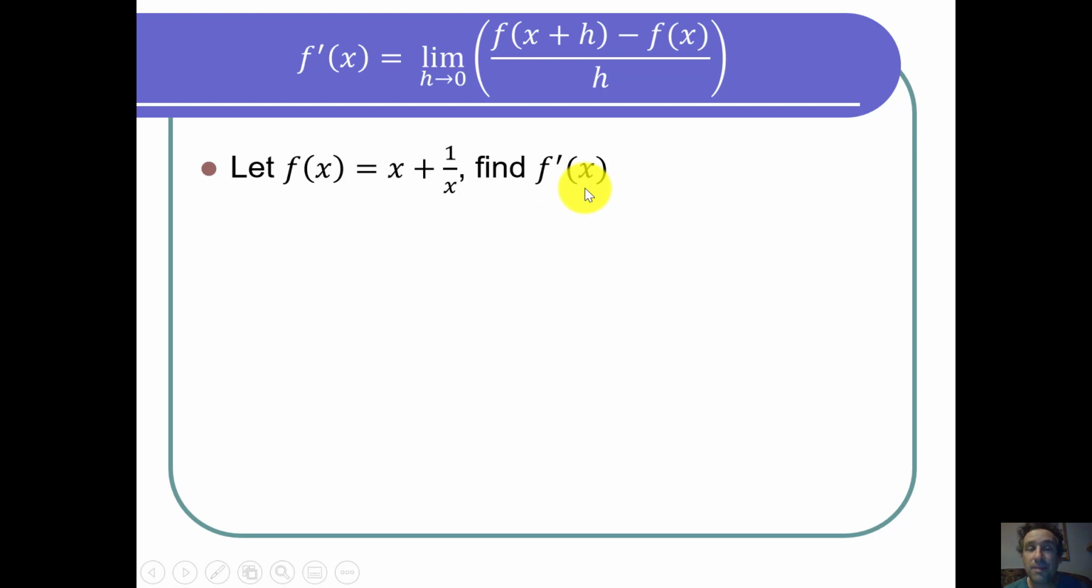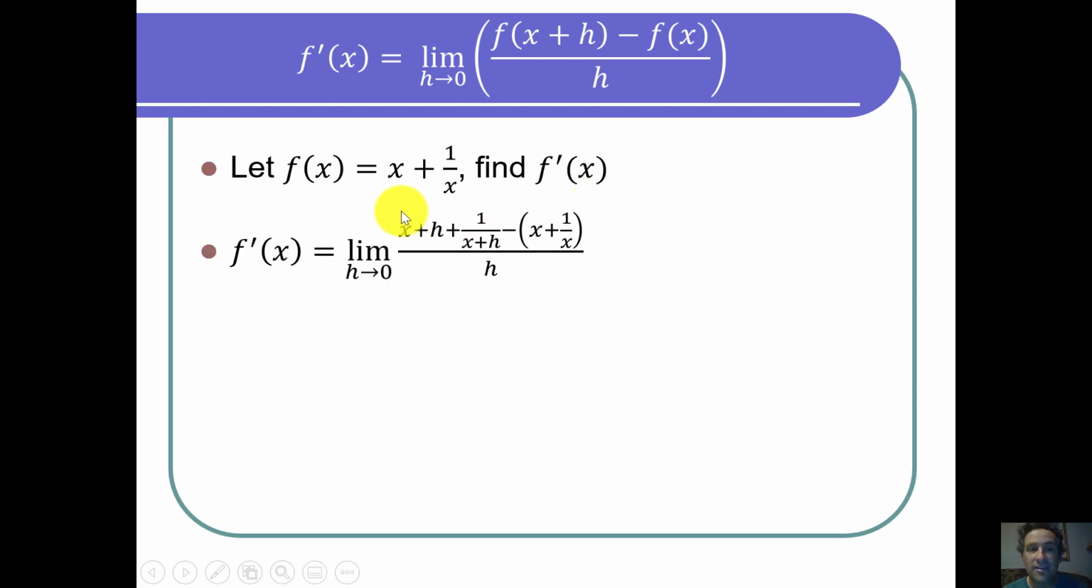So what do we do? We plug it into the formula. So notice that if I plug x plus h into our function f of x, it means everywhere we see an x, we put an x plus h. So instead of x here, this is x plus h. Instead of x in this denominator, this is x plus h. So we get x plus h plus 1 over x plus h, and then minus f of x. And f of x is x plus 1 over x, so it's minus x plus 1 over x, divided by h.